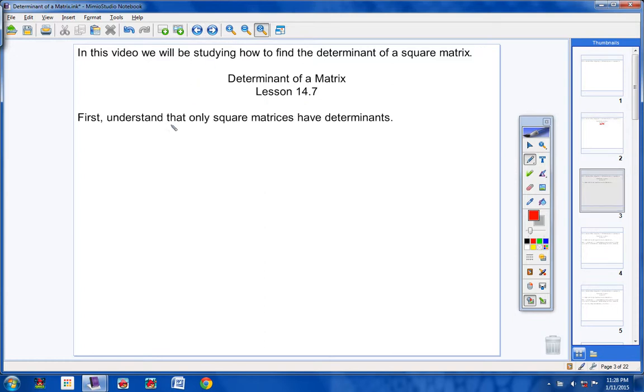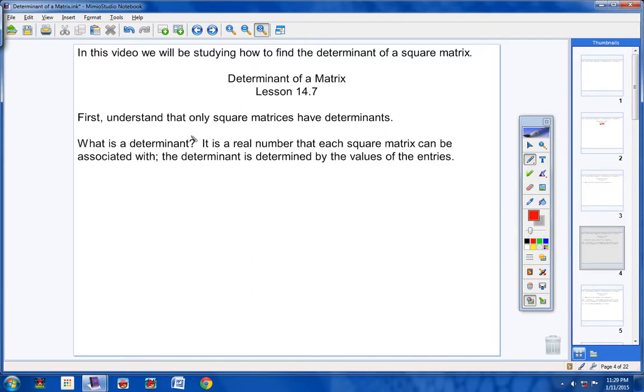First of all, understand that only square matrices have determinants. Next, what is a determinant? What do we mean when we say find the determinant? Well, it is a real number that each square matrix can be associated with. The determinant is determined by the values of the entries.